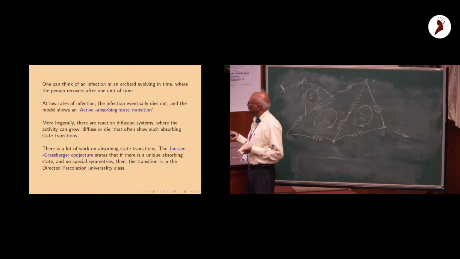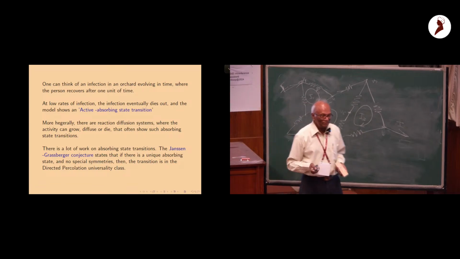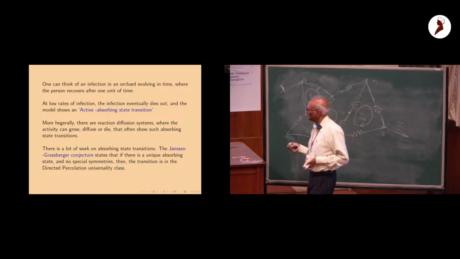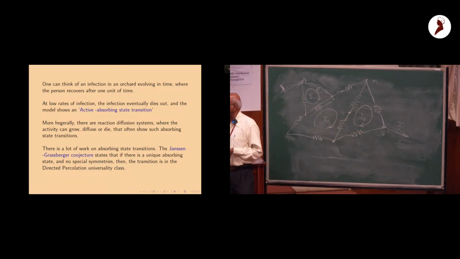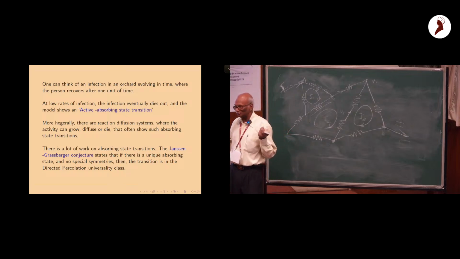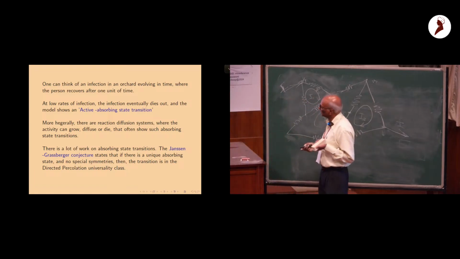So anyway, for the absorbing state transition, there is a Jensen-Grassberger conjecture, which is very important in this field, which says that if you have a unique absorbing state and no special symmetries, then the transition is in the directed percolation universality class. Okay? And this has been studied a lot. It would be nice if one could prove it, but it has not been proved, and it is called a conjecture. Though nobody really believes that it will be found to be incorrect.